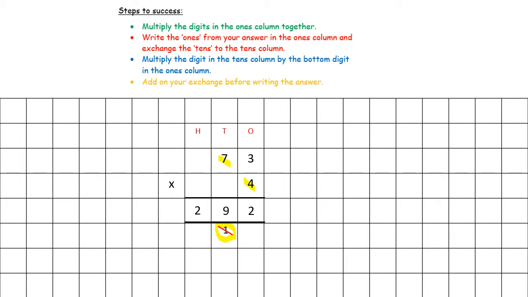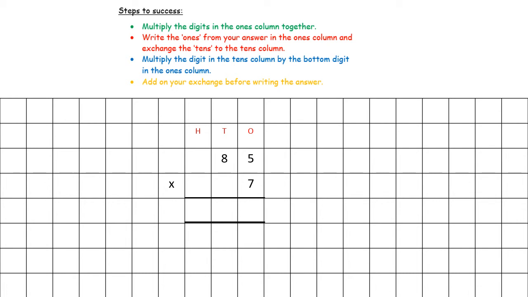So now your answer is 292. Okay. Let's go through one more example together. In this example, we've got 85 times 7. Okay. The first thing we need to do is multiply the digits in the ones column together. So you've got 5 times 7. 5 times 7 is 35.